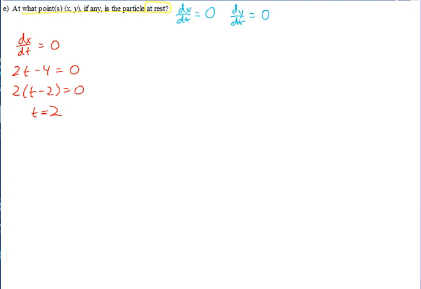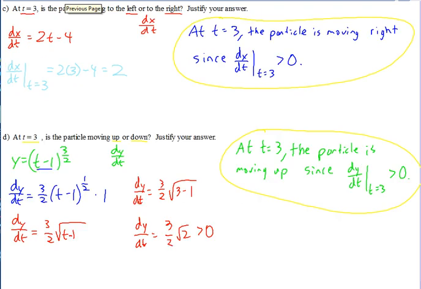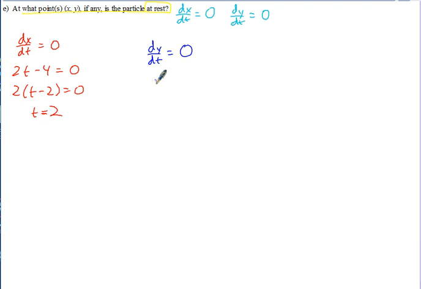And if we set dy dt equal to 0, that was the 3 halves square root of t minus 1. Let's see, 3 halves will never be 0. The only thing that will make this 0 is if what's inside the square root is 0. So t minus 1 equals 0 gives you t equals 1. So notice there's no times that they have in common. So the particle is never at rest.